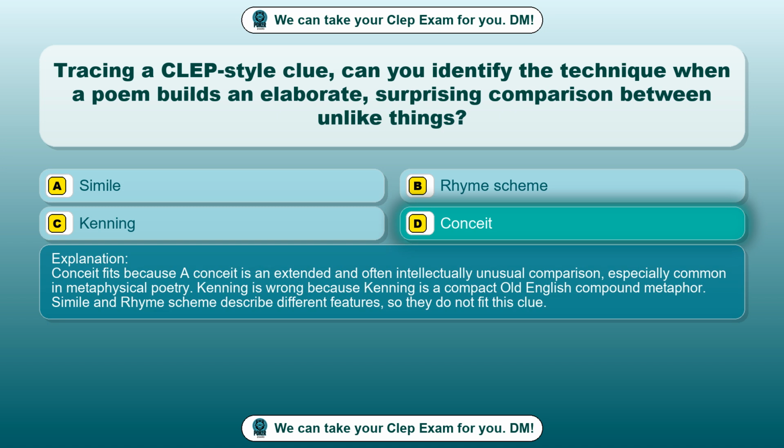Conceit fits because a conceit is an extended and often intellectually unusual comparison, especially common in metaphysical poetry. Kenning is wrong because kenning is a compact Old English compound metaphor. Simile and rhyme scheme describe different features, so they do not fit this clue.